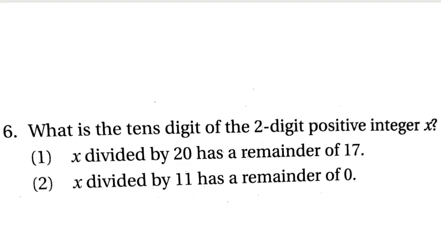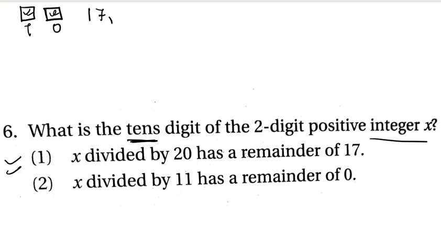It says, what is the tens digit of a 2-digit positive number? Let's analyze it. It is a 2-digit positive number, right? So 1 digit here and 1 digit here. This is the ones digit, this is the tens digit. So they are asking you what is the tens digit of a 2-digit positive integer x. So the first condition is saying that x is divided by 20 and has a remainder of 17. So we continue in this way.